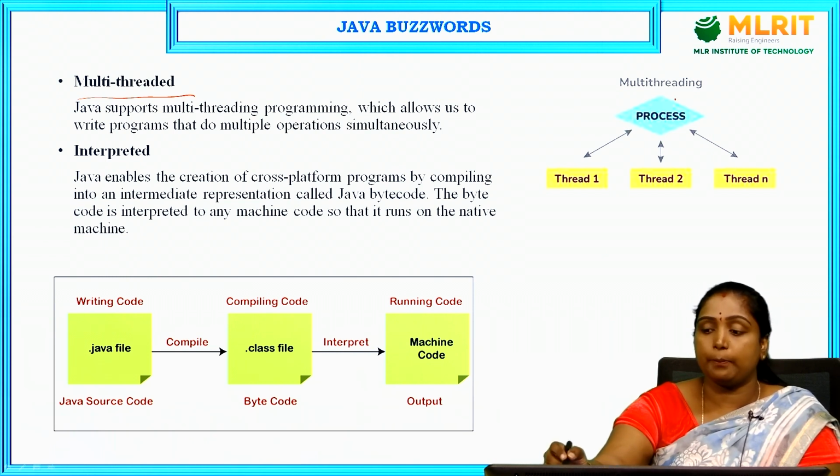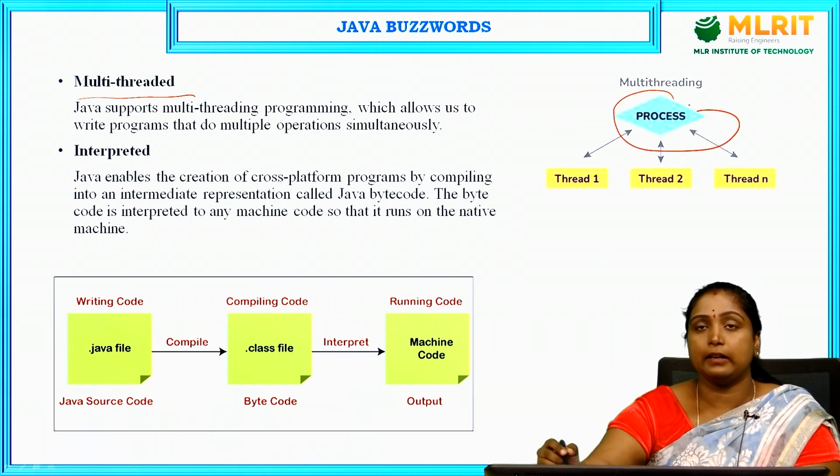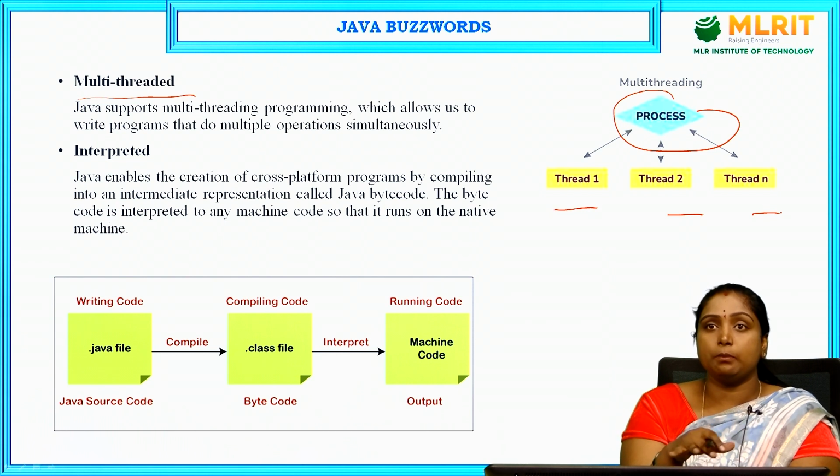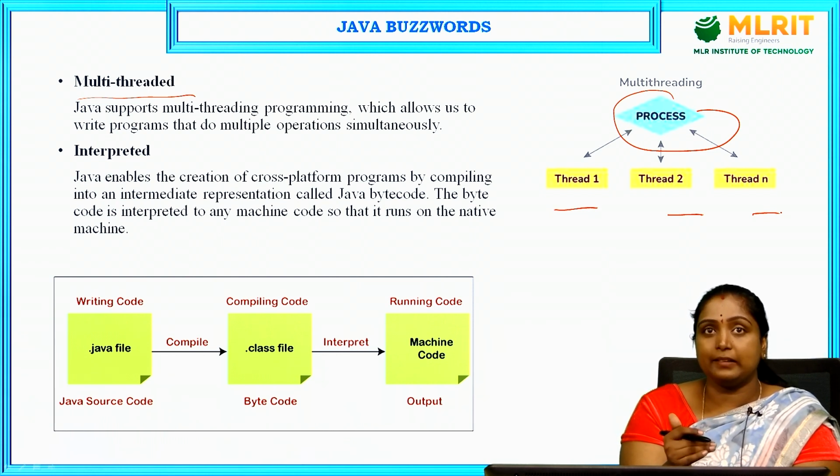So in a process, whenever you write a program with multiple threads, multiple operations, if one program is doing n number of operations simultaneously, it is known as multithreading. So Java is inbuilt with multithreading.